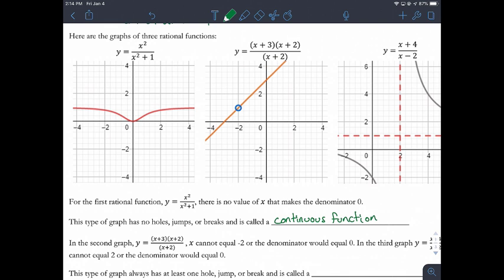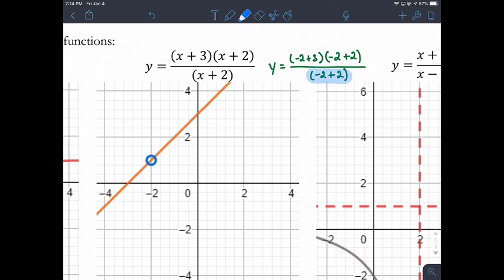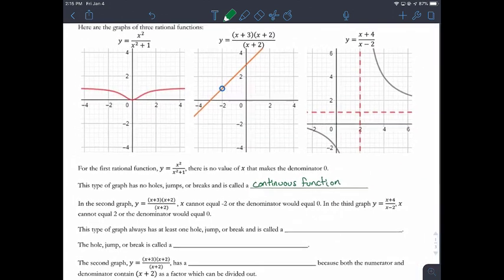In the second graph, y equals x plus 3 times x plus 2 divided by x plus 2, x cannot equal negative 2, or the denominator would equal 0. If x equaled negative 2, we'd have y is equal to negative 2 plus 3 times negative 2 plus 2 over negative 2 plus 2. And you should notice negative 2 plus 2 is 0. Then we'd have 0 in the denominator. We cannot divide by 0, so therefore x cannot equal negative 2.